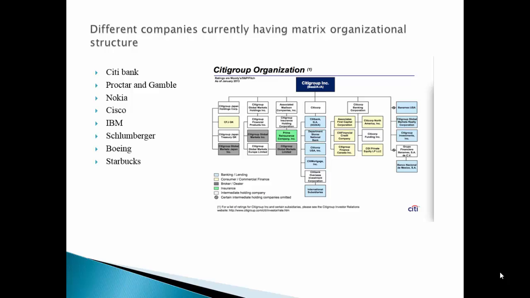Here is a list of different companies that currently have matrix organizational structures. Many companies have matrix structures and are very successful at implementing and maintaining the structure. Citibank, P&G, Nokia, Cisco, IBM, and Schlumberger are some of the companies using matrix structures. Provided is a template of Citigroup's matrix organizational structure to take a glance at.